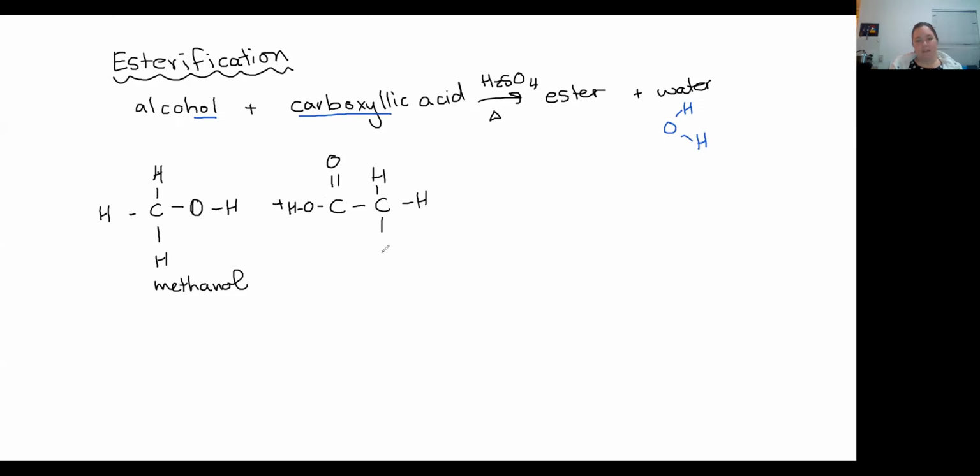When I react these two together, what happens is that we remove a water. Now, technically, the water comes there. It is actually the OH from the carboxylic acid that leaves, but nobody really minds if you draw your box in the wrong place. You'll still get the right product.